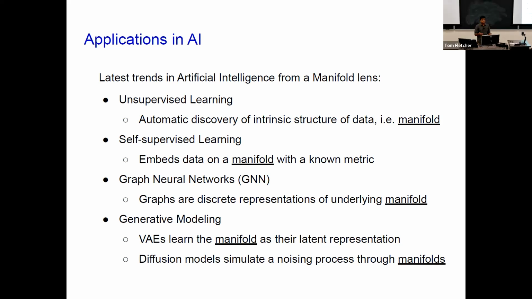Diffusion models are essentially just nested variational autoencoders, so they also sort of simulate a noising process of images which goes through different manifolds, and each manifold is described differently based on how much noise is present in the data. So we'll look at how diffusion models work as well.